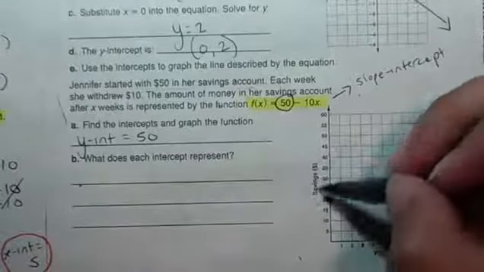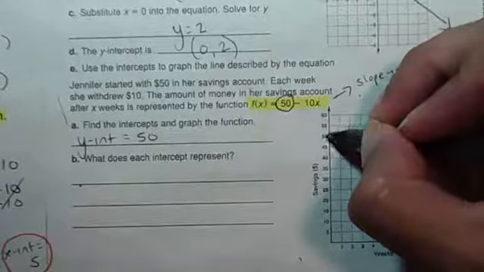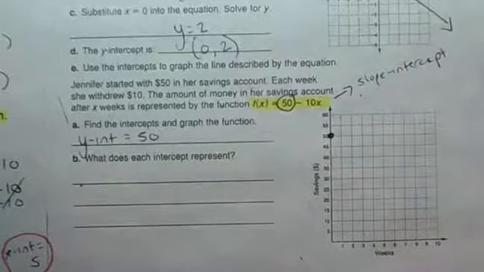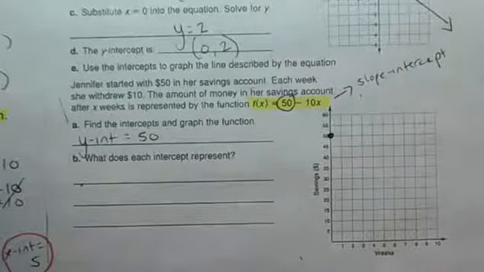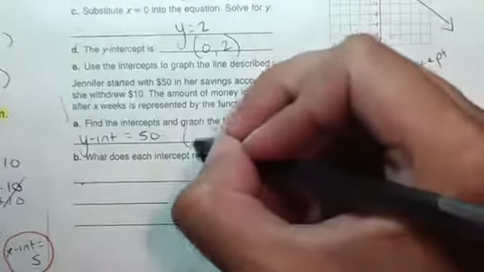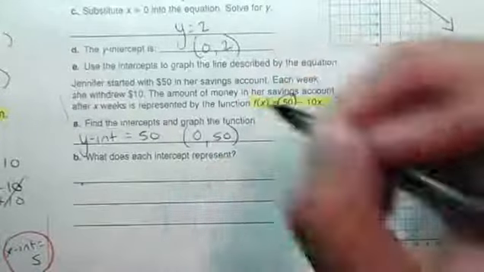So if I look at the y-axis where it talks about savings, I'm going to put a dot on the 50. That's her beginning starting point. She has $50 in her savings account, and that's where she's going to start. Now if I wrote that as an ordered pair, again it would be (0, 50).